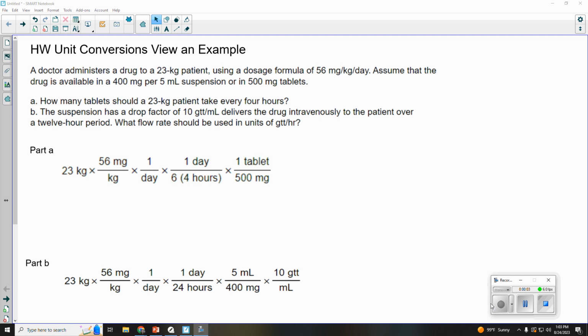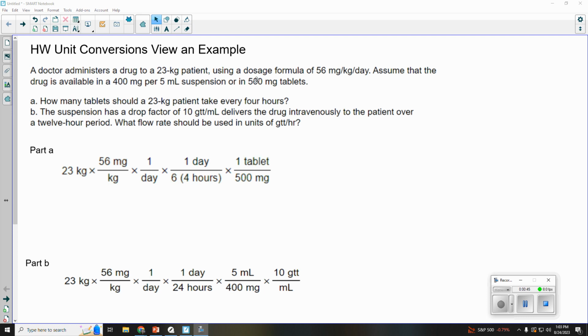In this video, I am going to show you how to interpret the View an Example for the unit conversions question about the dosage that you were given. So the original question is here. We have a 23 kilogram patient. We have a dosage formula of 56 milligrams per kilogram per day. And we also know that the drug is available in a 400 milligram per 5 milliliter suspension or in 500 milligram tablets.